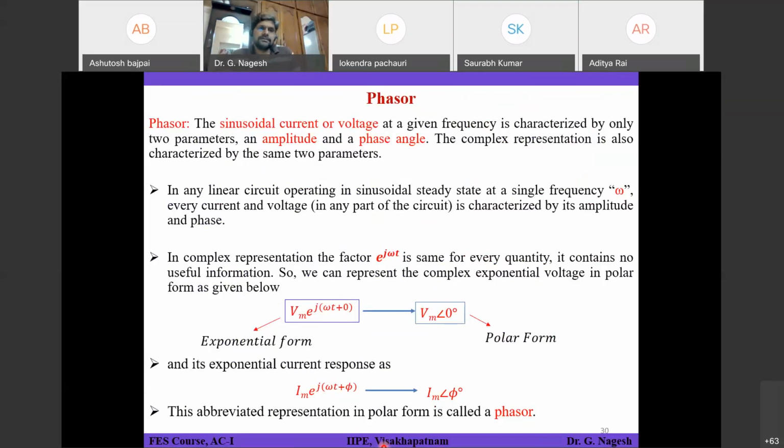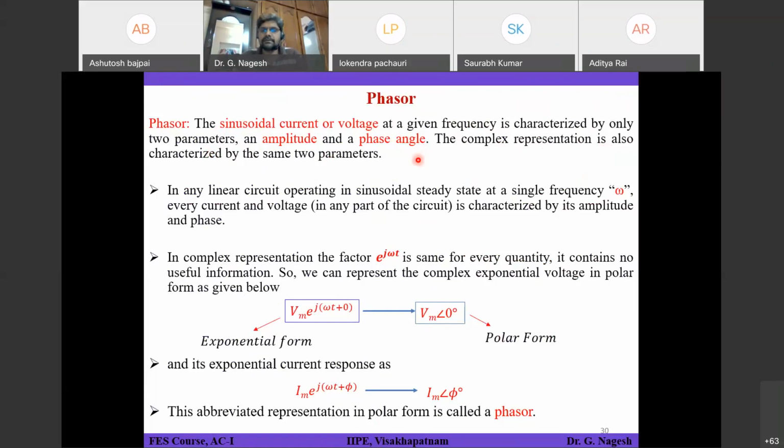So this is called a phasor. We'll see what that is. What I'm stating is the sinusoidal current and voltage at a given frequency is characterized by two parameters: amplitude and phase angle. That's correct, no? If you have a sinusoidal voltage, it could be a source or a response, a current, whatever it may be, it will have two important parameters: one is amplitude and another one is phase angle.